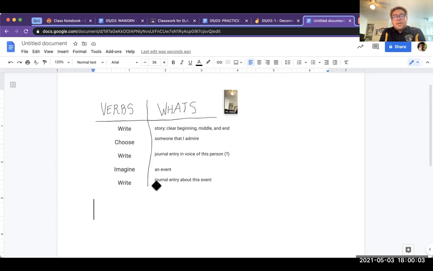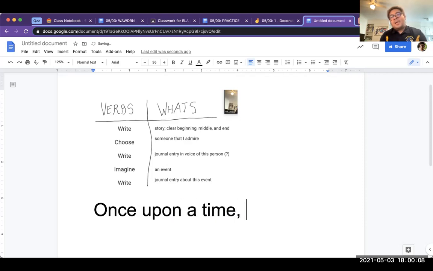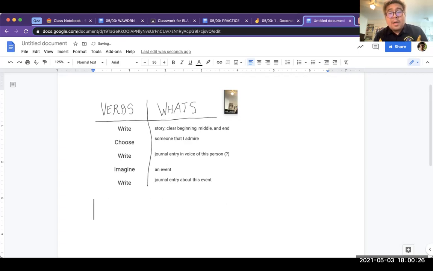So it's a journal entry. So do I write "once upon a time"? I saw someone do that, right? It's a good start. It's a story. It's something that you usually see in stories, but that's something that you usually see in early elementary school. So we don't really want to start our response like that. What are we writing? Look at the rights in the verbs and match them up with the what's. Okay, there's two rights that say to write a journal entry. So how do we start writing a journal entry?